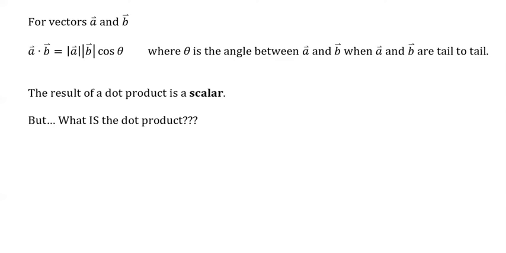is a number. Cosine of theta is a number, right? Cosine of pi by 2. Cosine of pi is -1. A number times a number times a number is going to be a number, not a vector. Look at that. The result of the dot product is a scalar.